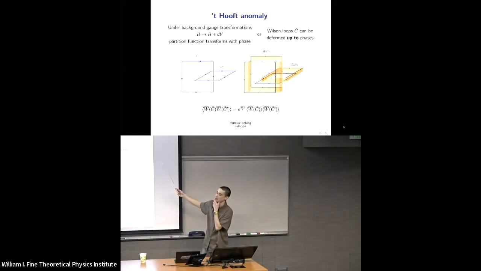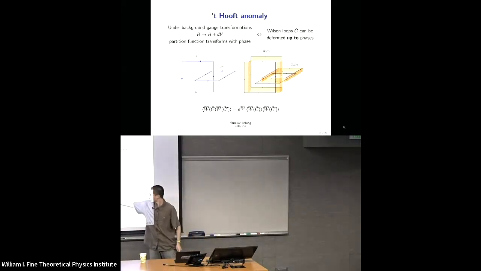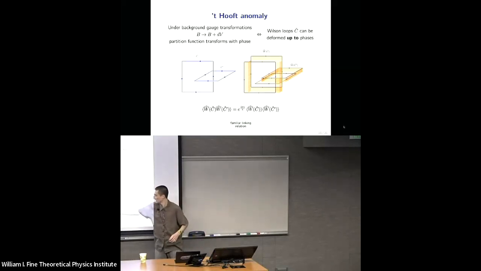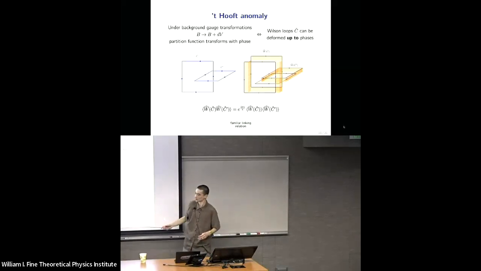Moreover, this symmetry has an 't Hooft anomaly. So the path integral is not quite invariant under background gauge transformations, but instead we will pick up some phase in some generic configuration. And that means that in a generic correlator of Wilson loops, they can be topologically deformed, but only up to phases. So if I consider this type of configuration where I have two linked Wilson loops, I can unlink them by doing this background gauge transformation, but I pick up an anomalous phase. And that anomalous phase is just the familiar linking relation for these Wilson loops in Chern-Simons theory.